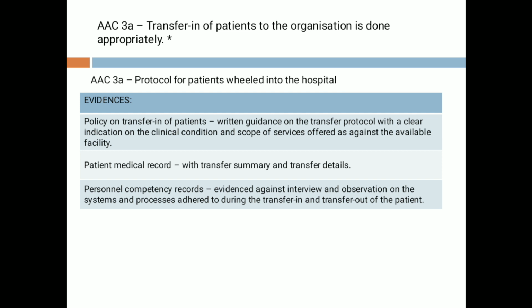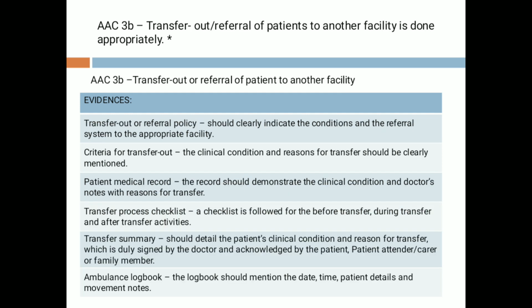Written guidance should be available. The patient medical record with transfer summary and transfer details. Then personal competency records evidenced against interview and observation on the system and process. Objective element AAC.3B speaks about the transfer out or referral of patients to another facility. Evidences: the transfer out or referral policy should clearly indicate it. The SOP should be there. Criteria for transfer out should be mentioned clearly.